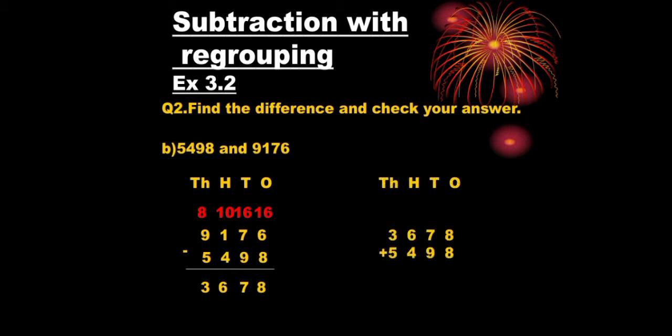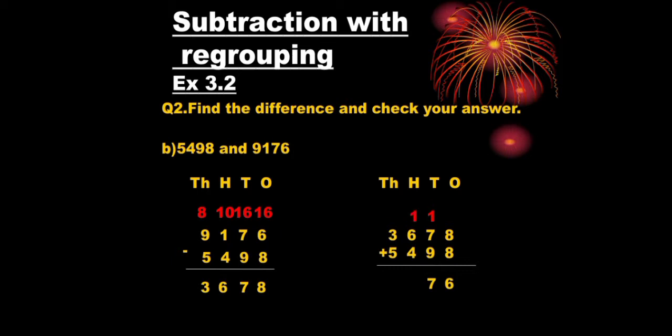3678 and 5498. Now let's see how to add it. 8 plus 8 is 16. So 1 carry at tens place and write 6 at ones place. Now add 7 plus 9. It is 16 plus 1, 17. So 7 at tens place and 1 carry at 100 place.